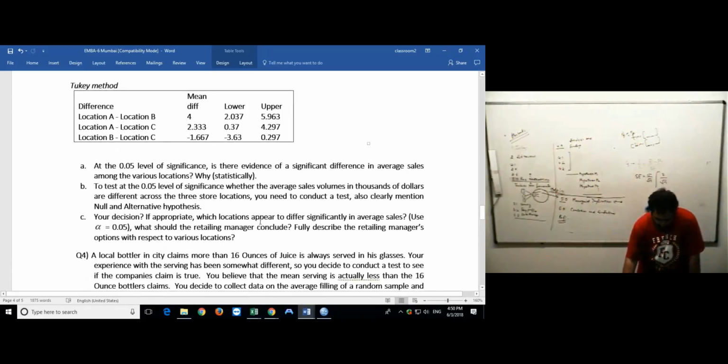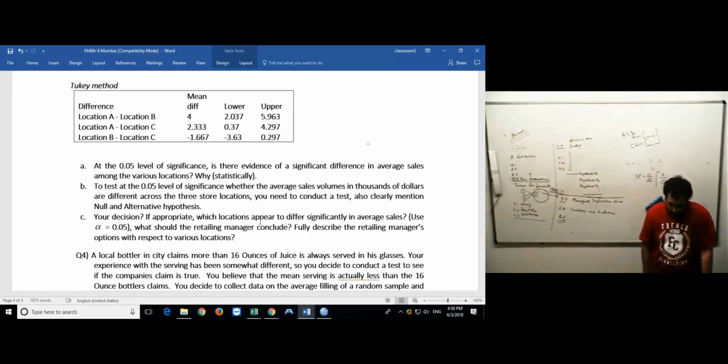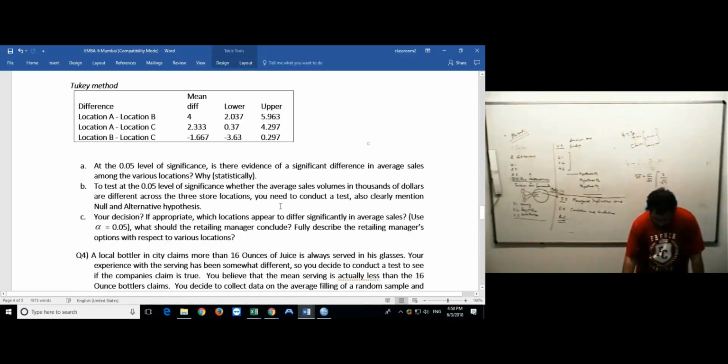To test at 5% level of significance whether the average sales volume in thousand dollars are different across the three locations, you need to conduct a test. Also clearly mention your null and alternative. In this one, what will be null and alternative? Right now, fine, I've already taught you it is ANOVA. But otherwise, looking into the question, you are required to make out what is your null and alternative hypothesis.